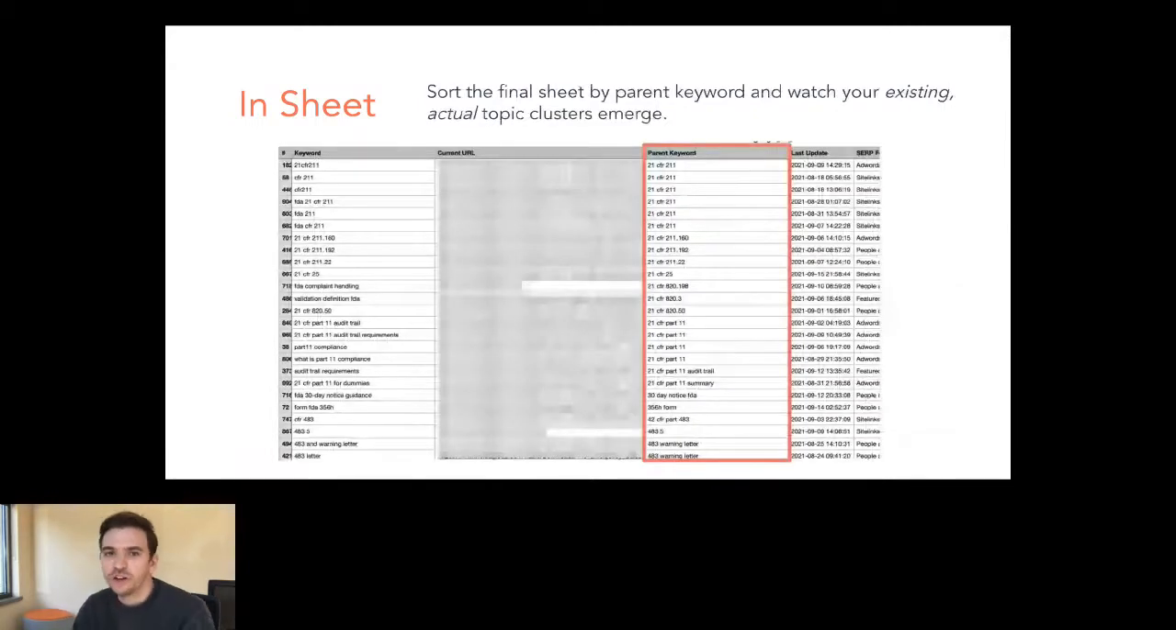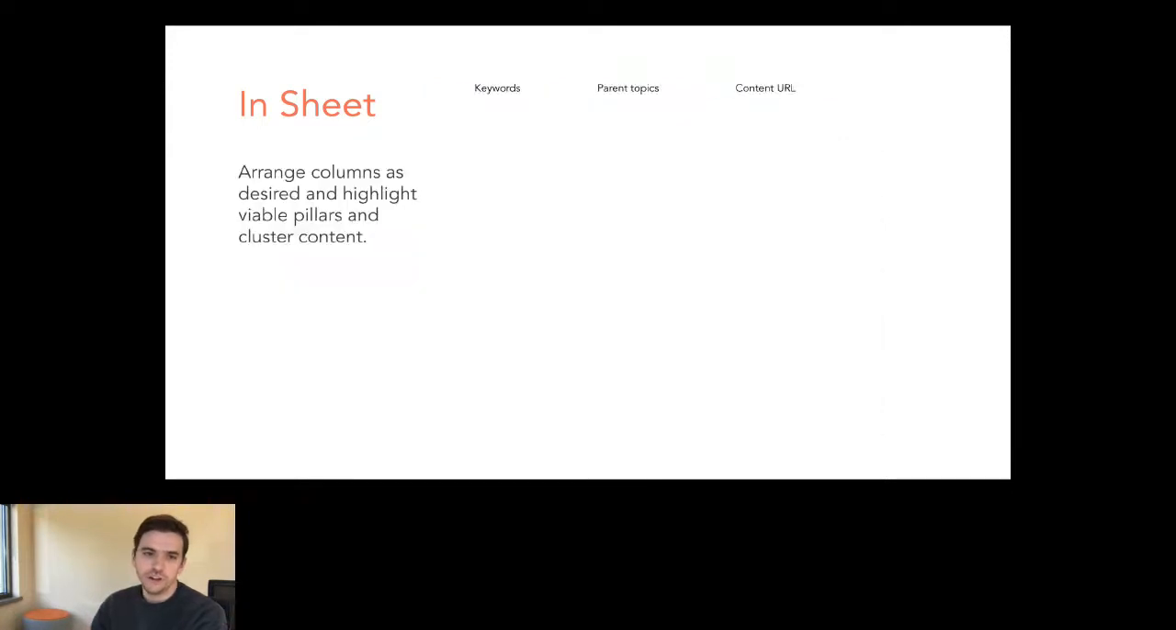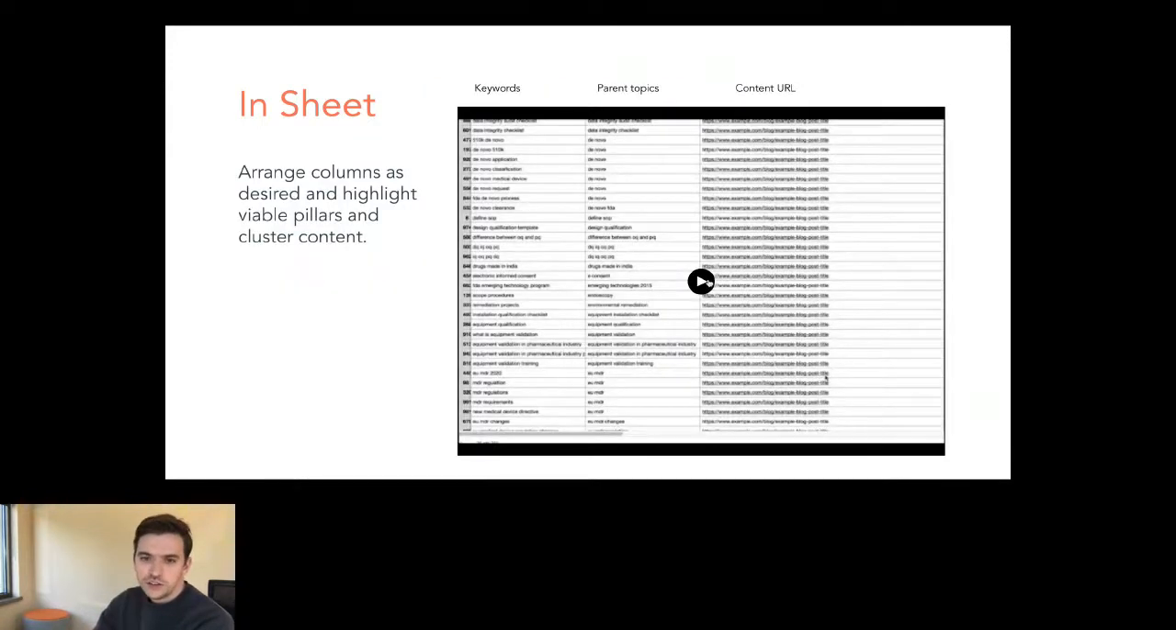And then we'll sort that final sheet again by the parent keyword. And then the kind of magic happens here where we see the parents emerge with their specific keywords nested under them. So we're sorting it by parent keyword, and you'll see all the common parent keywords emerge. And I have a little video here to show kind of what this looks like.